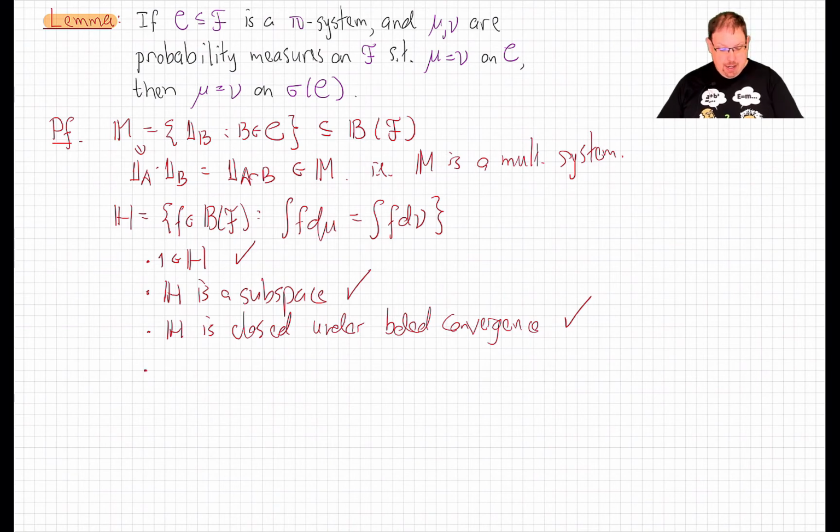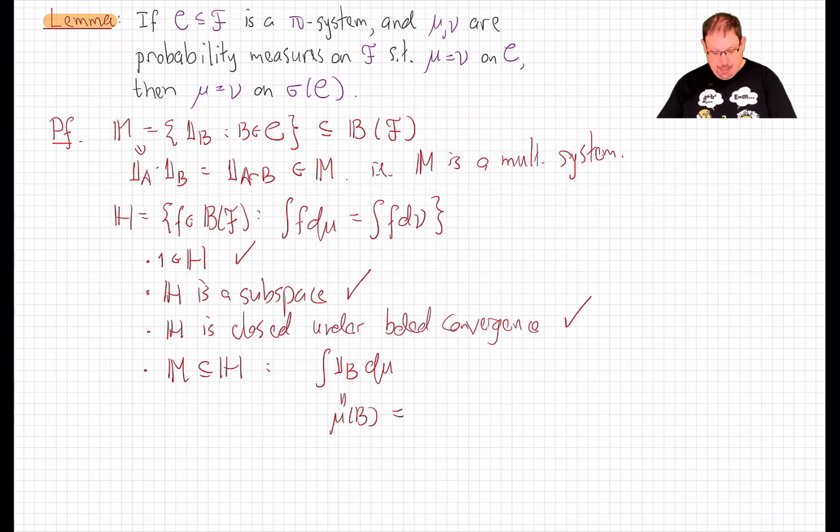And finally, as we already said, M is contained in H. And that's just because the integral of the indicator function of any element B of C against mu is equal to mu of B, which by assumption, since B is in C, is the same as the measure nu of B, and that can be written as the integral of the indicator of B d nu. And that shows us that the indicator of B is in H.